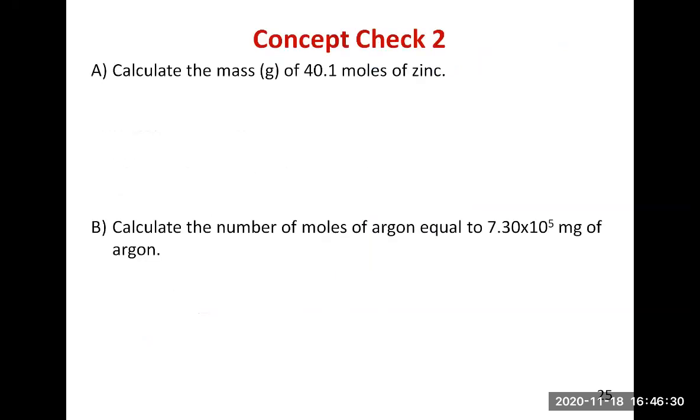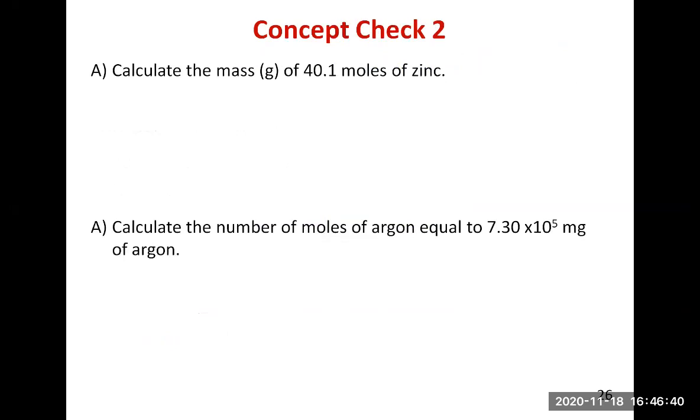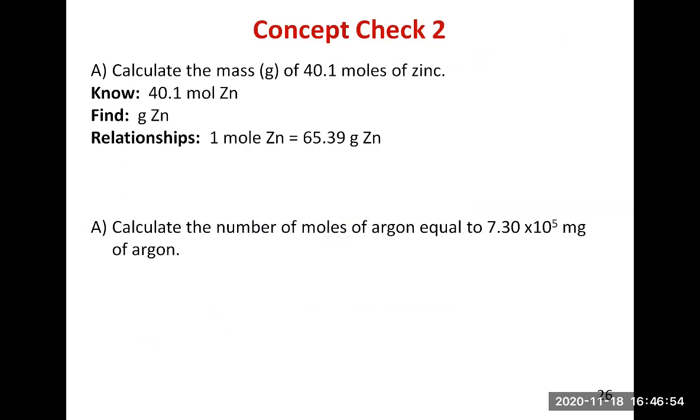So let's do some concept check now. The first one, calculate the mass in grams of 40.1 moles of zinc. So we are given the moles of zinc, 40.1. We want to find the grams of zinc. And so look at your periodic table and find zinc and its molar mass. And 1 mole of zinc is equal to 65.39 grams of zinc.